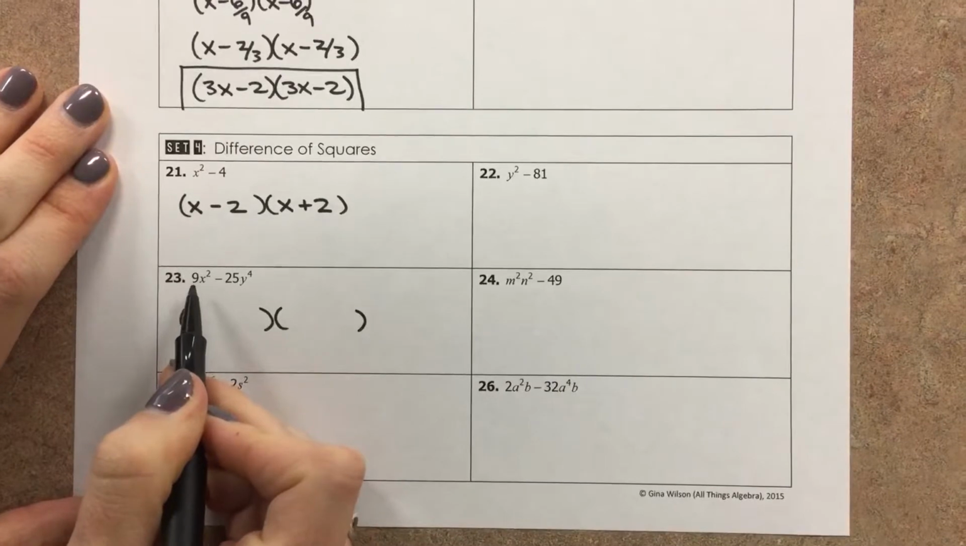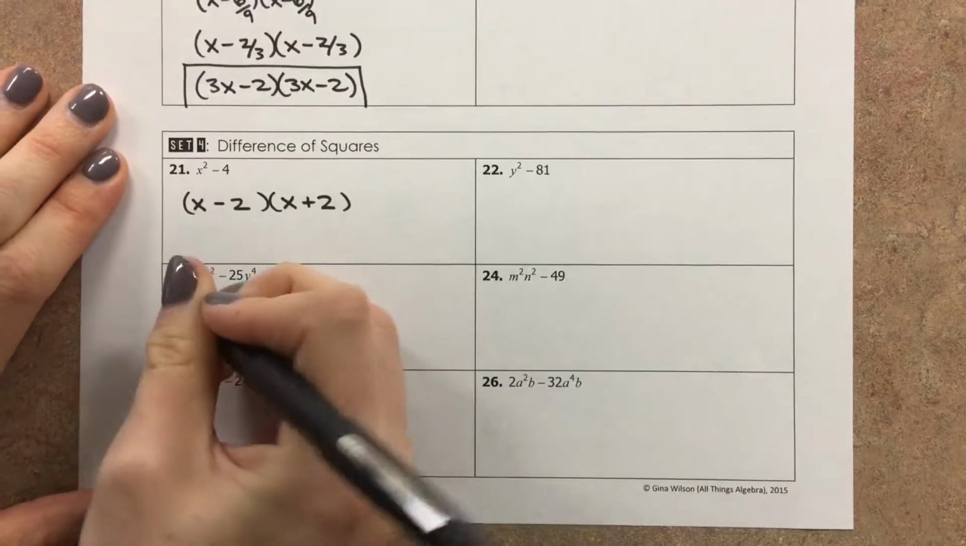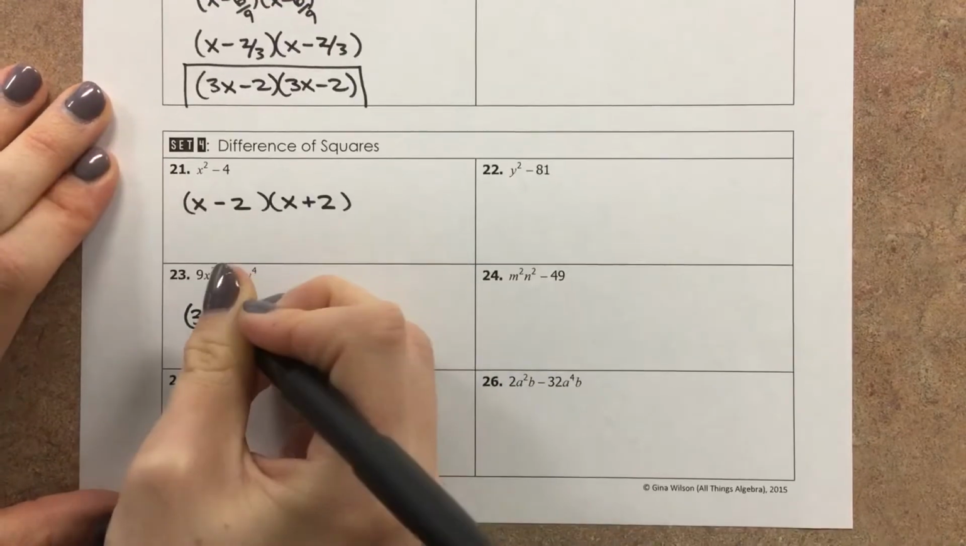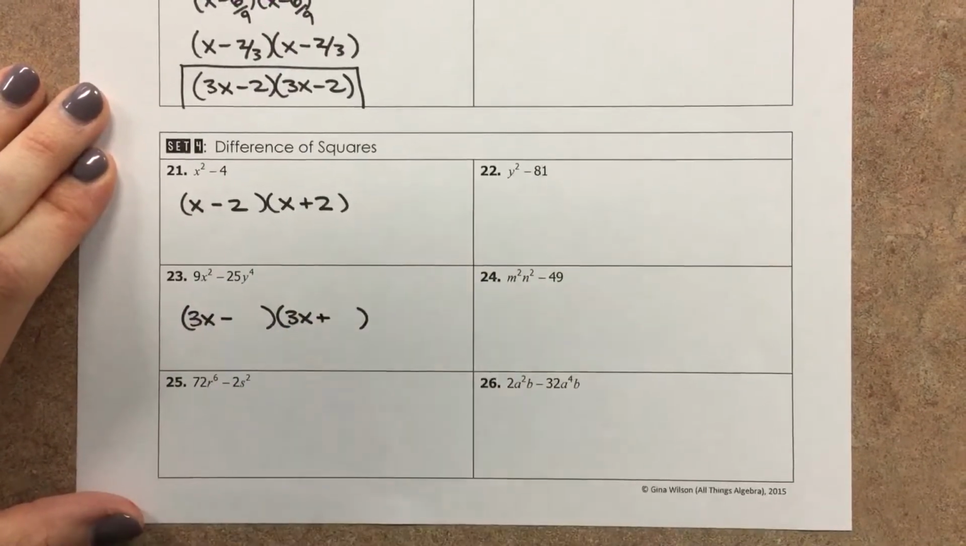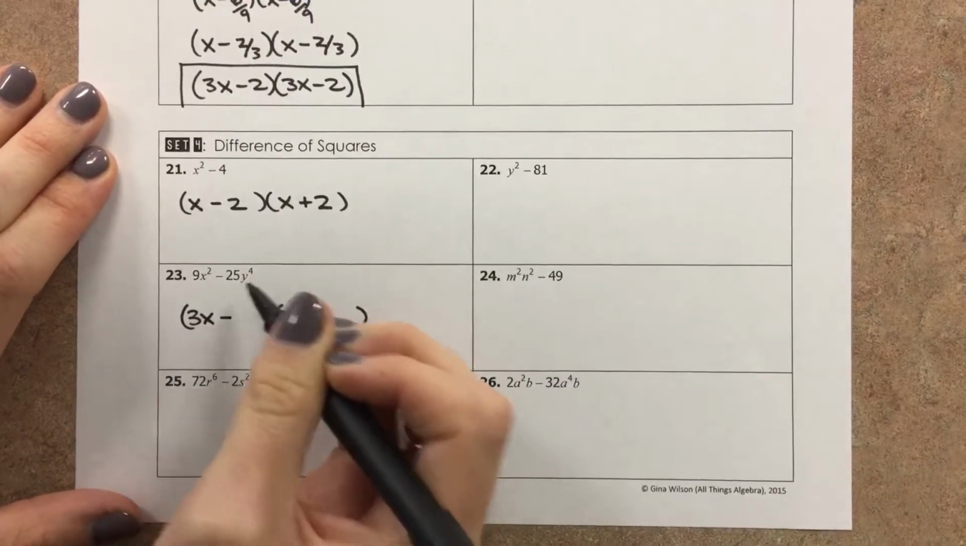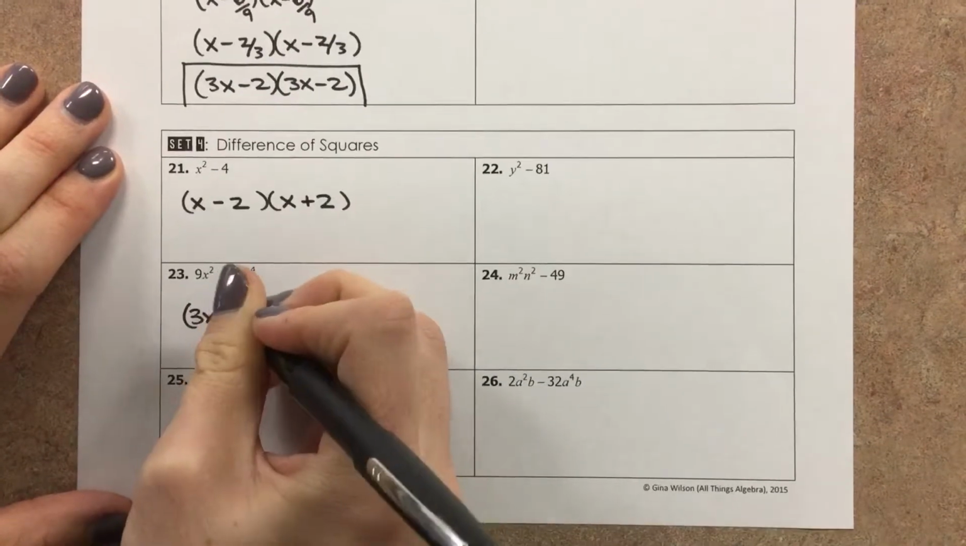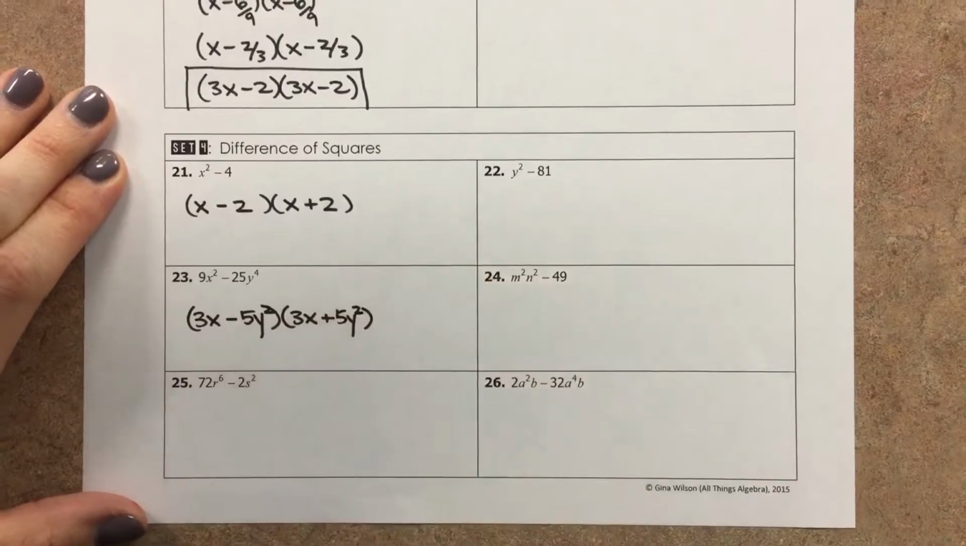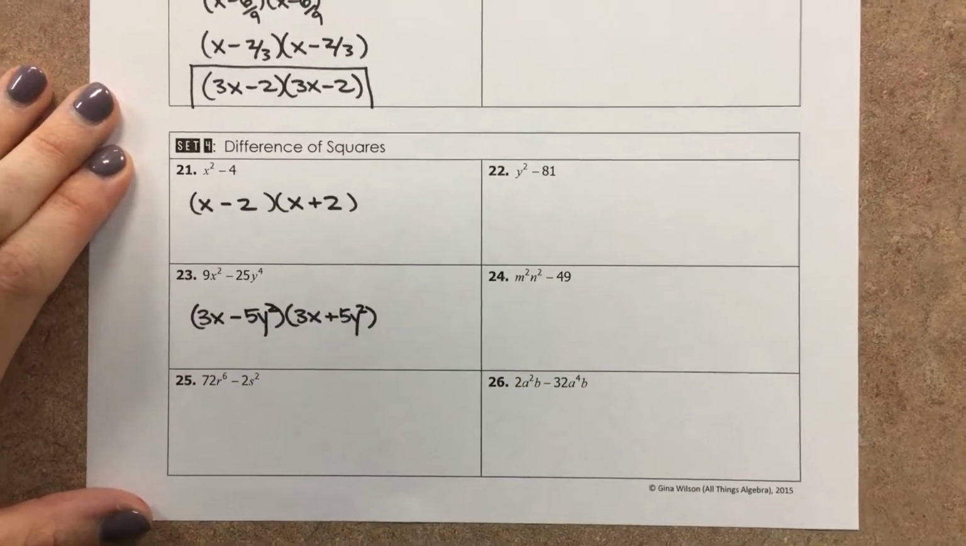So 9x squared, you sort of like take the square root and it would be 3x times 3x. And then this pattern means 1 minus 1 plus. And the 25y to the fourth would be 5y to the second, 5y to the second. And that would be that pattern.